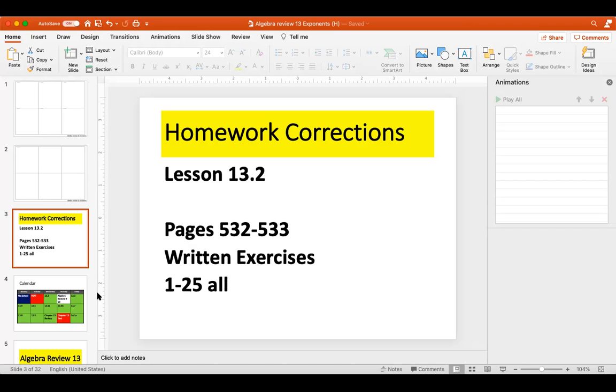All right, any questions on the homework? None. I'm going to call out the evens. The odds were in the back of the book. All right, number 2, I had an A and a B. A, the slope is 0. It's a horizontal line. B, the slope, it's a vertical line.